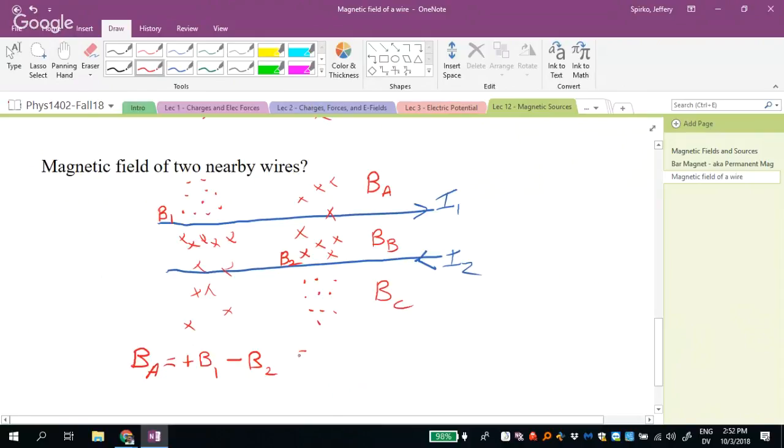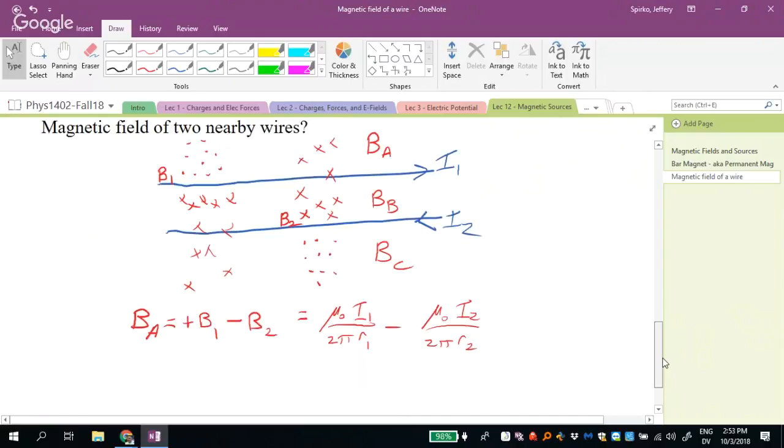So that would be mu naught I1 over 2 pi R1 minus mu naught I2 over 2 pi R2. So you'd have to pick a point up here, find your distance from current 1, that's R1. Find your distance from current 2, which is a little longer, and that's R2. And then you can throw that together and do some calculations and find the total magnetic field.